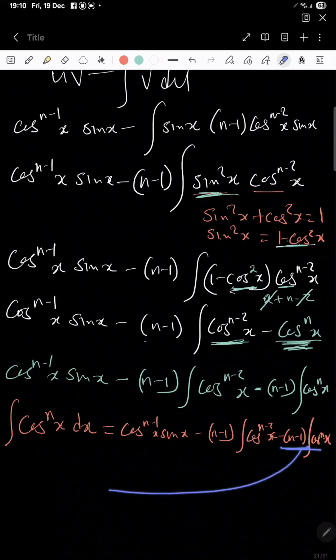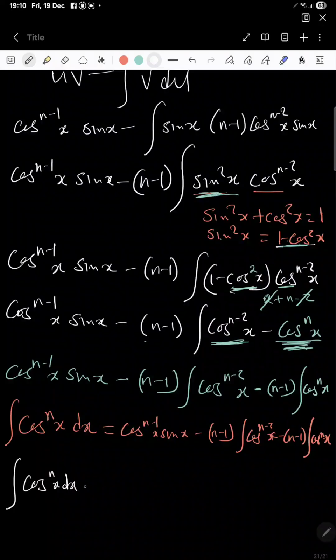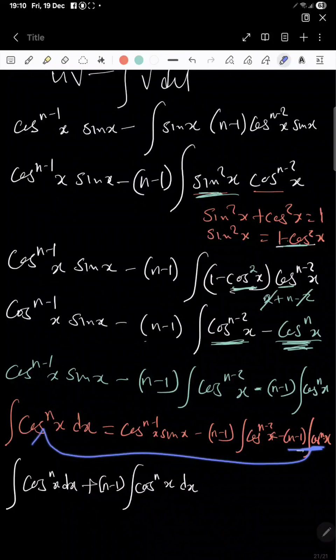So this one can cross the equal sign connecting to this one here. If this is a negative, then when it comes here, it becomes a positive. By doing so, you're going to have the integral of cos to the power n x dx plus n minus 1 integral of cos to the power n x dx. Okay, so I've brought this one here to this side.